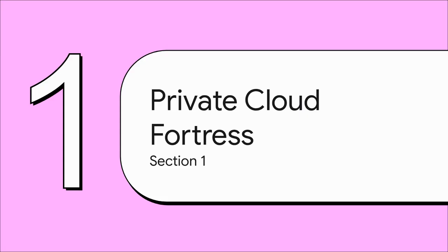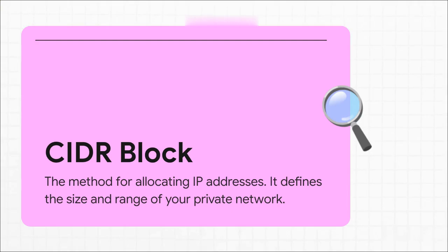Okay, so before we can even think about building walls, we need to survey the land, right? We have to draw the property lines for our fortress. And in the cloud, that means planning out our IP address space. This is done with something called a CIDR block. Now, I know this might look a little technical, but the idea is actually super simple. It's like claiming your plot of land.